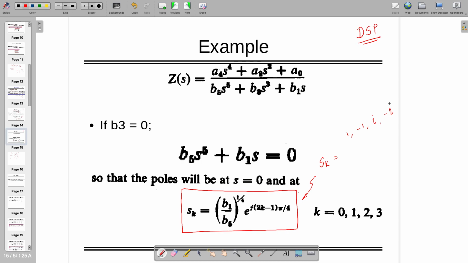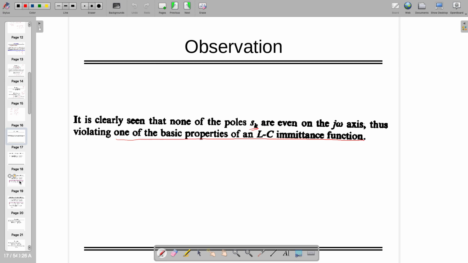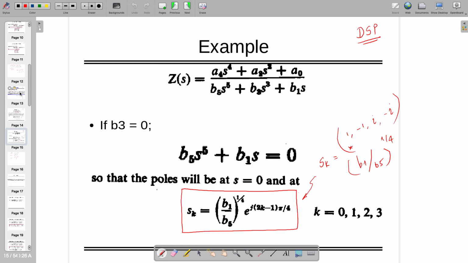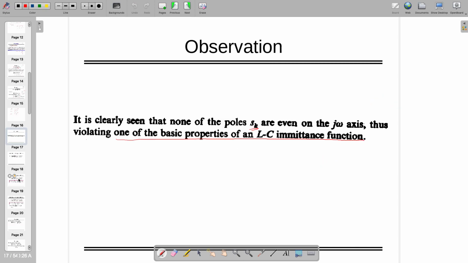Okay, multiply by j, yes. Sorry, I forgot to consider that one. So you will get two real roots and two imaginary roots. Hence it is violating one of the basic rules of an LC immittance function, which says that all the roots, poles or zeros, have to lie on the j omega axis.